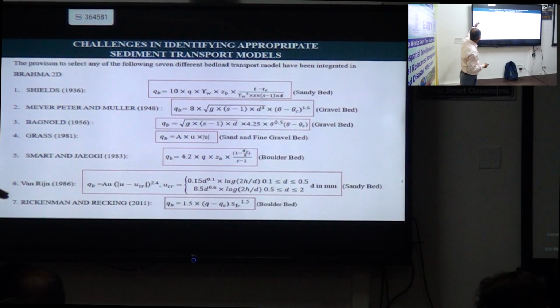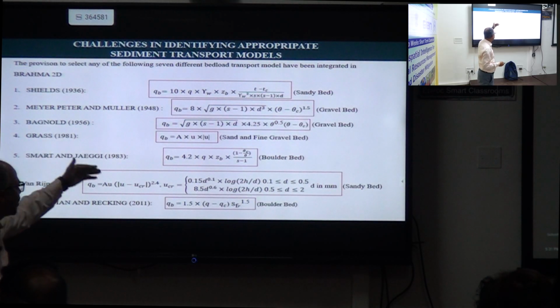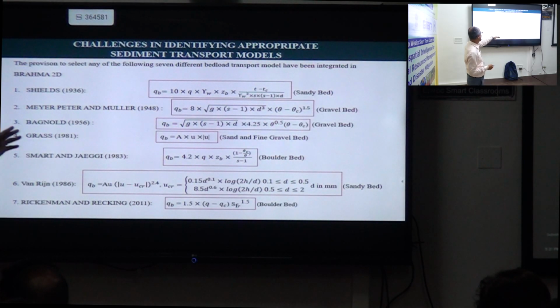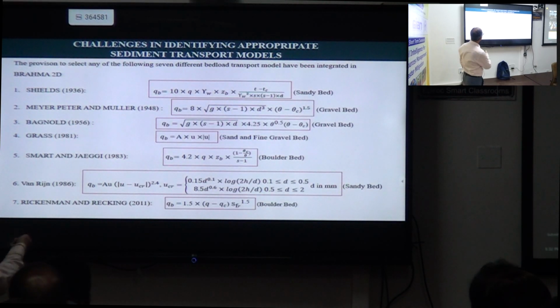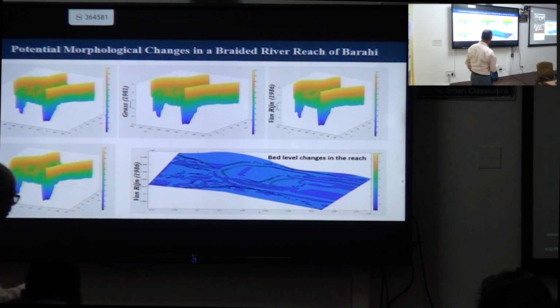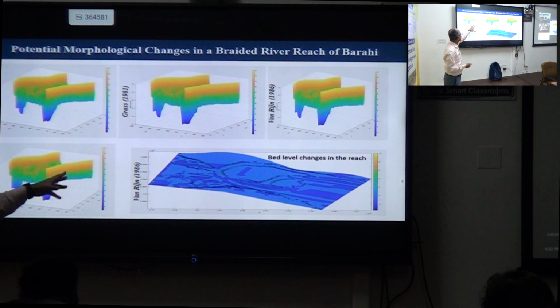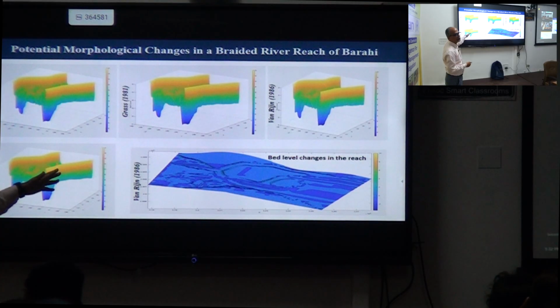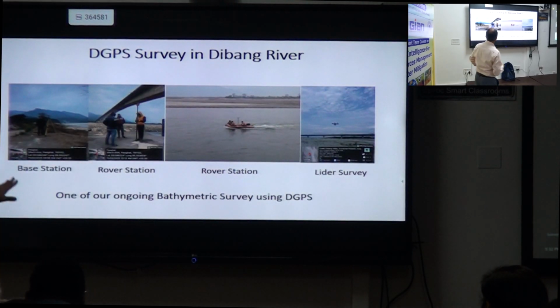There are so many formulas for different situations like gravel bed, sandy bed, and for boulder bed there is a very limited number of formulas, and how they will work is not known. So what we did, we had to do the testing. Now the survey is going on. Today also this survey is going on. Initially we applied the model with different formulas, and we are finding that different formulas give different results. So how to confirm which formula will give the best result for a particular type of river? There we are conducting that survey.